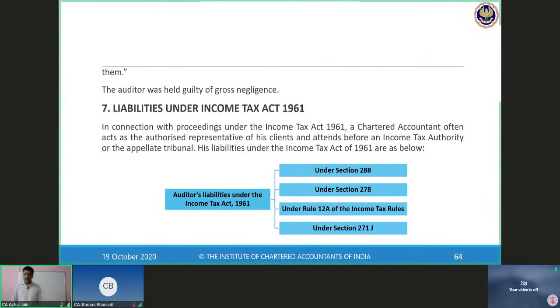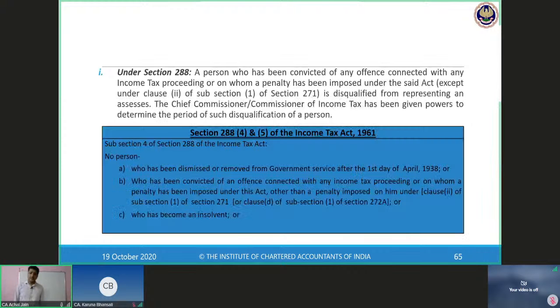Now moving on to the next part, that is about liabilities under the Income Tax Act. So can you see, liabilities are moving in from various sides onto the auditor. Income tax also contains certain provisions in respect of liabilities for the auditor. In connection with proceedings under the Income Tax Act, a Chartered Accountant often acts as authorized representative of his clients and attends before an income tax authority or appellate tribunal. So basically he represents the client. His liabilities under the Income Tax Act are the following. There are various sections, so we can just go through the requirements of each and every section.